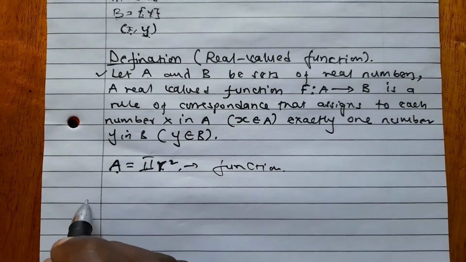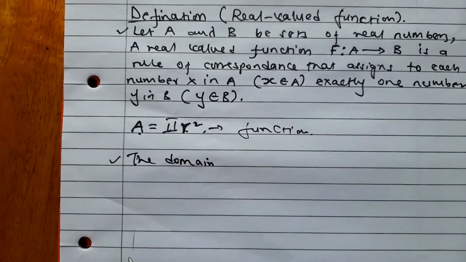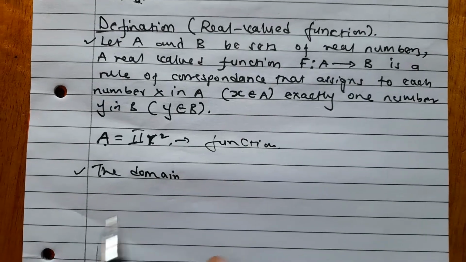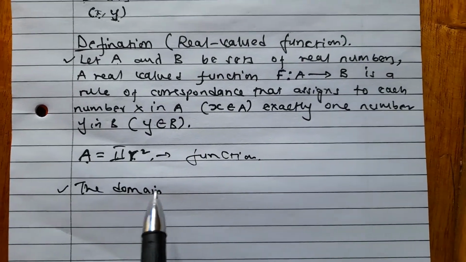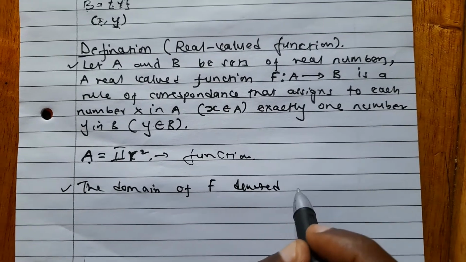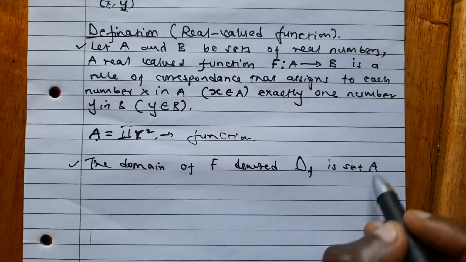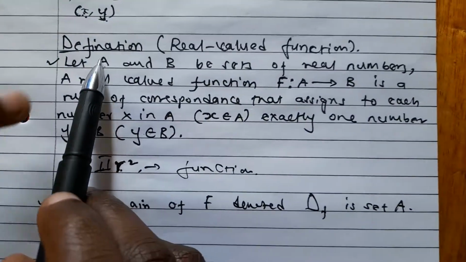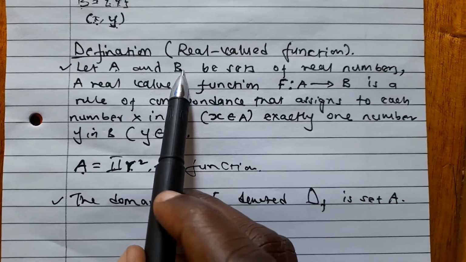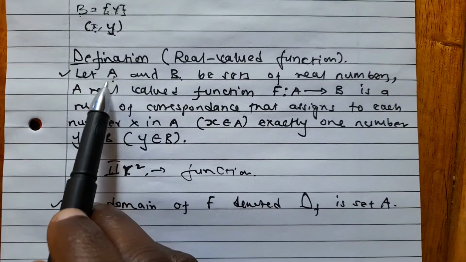You realize the domain of this function, later we will be discussing domain and range, we will get to understand them better. But basically domain is those inputs for which the function will give us an output. So the domain of the function f is the set A. Because A is mapped to B, every element in A is assigned to one corresponding element in B. So A is the set that has the input values.